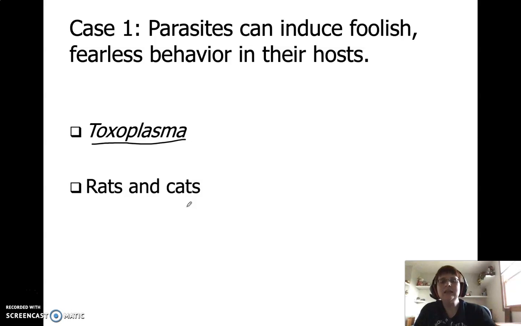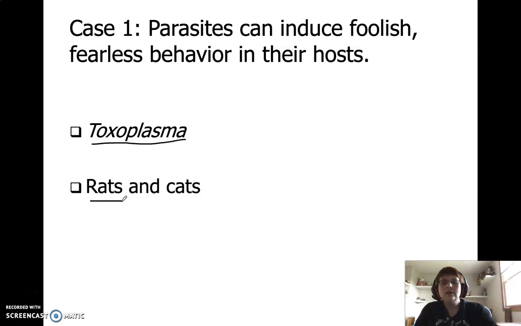Well, what's funny is it is going to infect rats. When it infects a rat, that's the one that it changes. It's going to change the behavior of a rat. If you think about rats, rats are going to be scared of cats, right? Normally a rat smells or hears a cat and it's going to run the other direction.